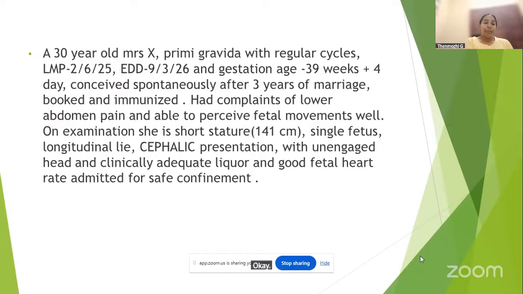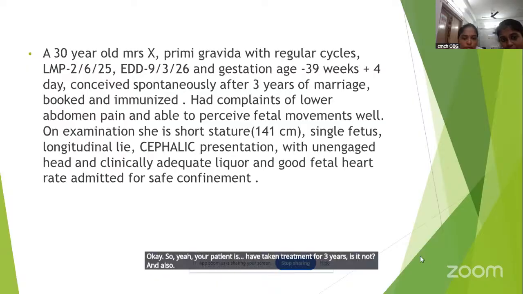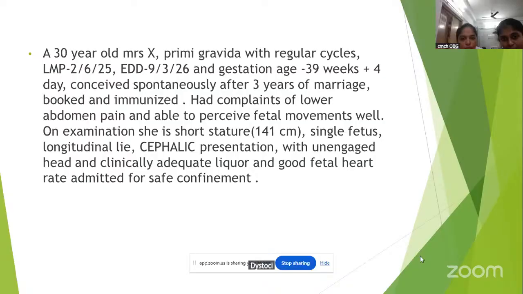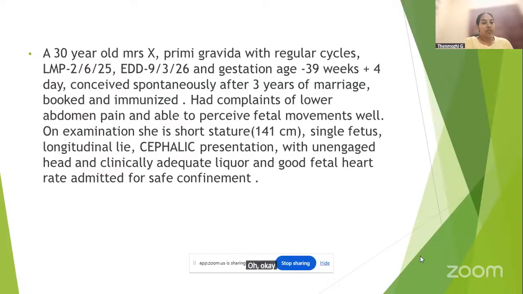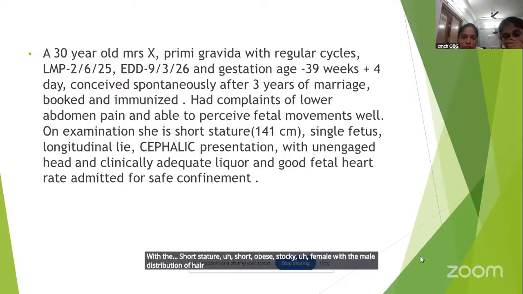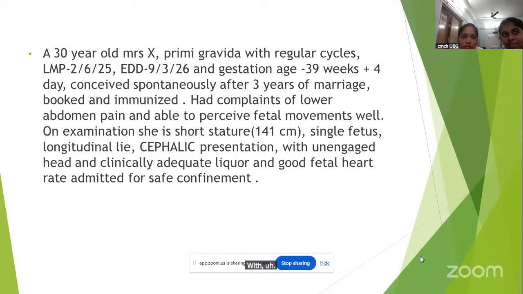Your patient has taken treatment for 3 years, is it not? Yes, ma'am, and also a short period of 3 years of infertility was there. In those cases, what syndrome will you expect? Dystocia syndrome, ma'am. A short, obese, stocky female with male distribution of hair, with a bull neck, short thighs and broad shoulders. You can suspect this kind of pelvis, ma'am.